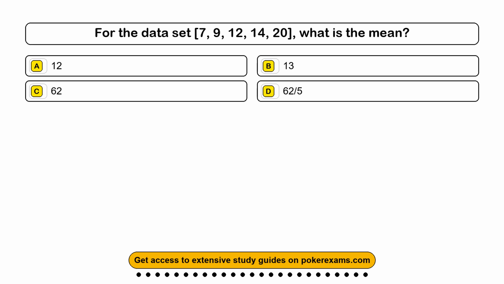Question 19. For the data set 7, 9, 12, 14, 20, what is the mean? Option A 12. Option B 13. Option C 62. Option D 62/5.